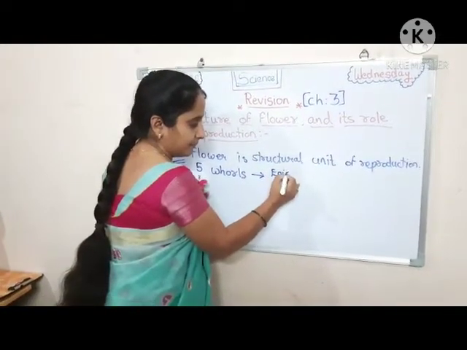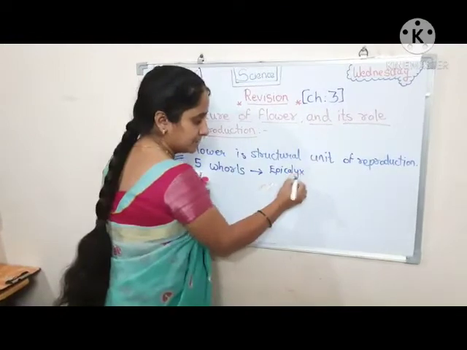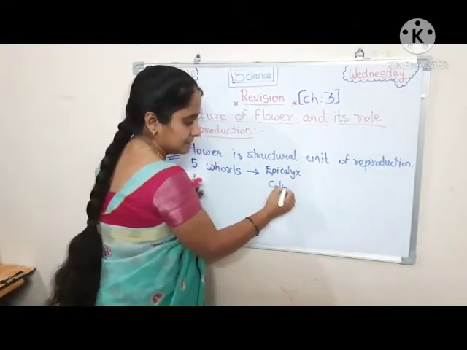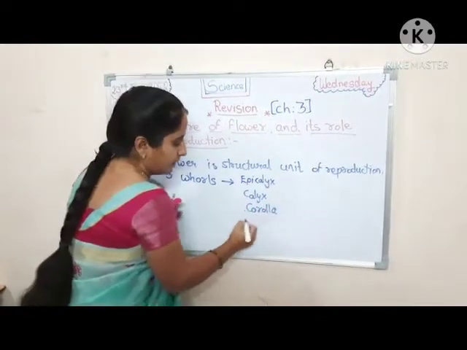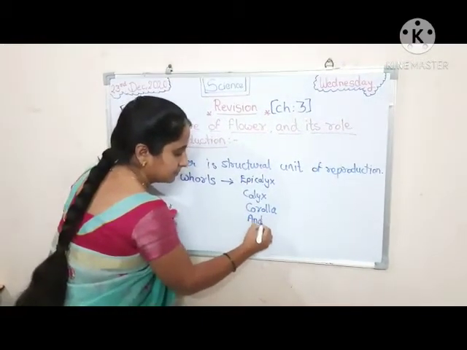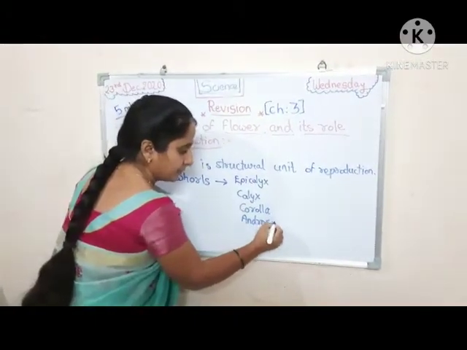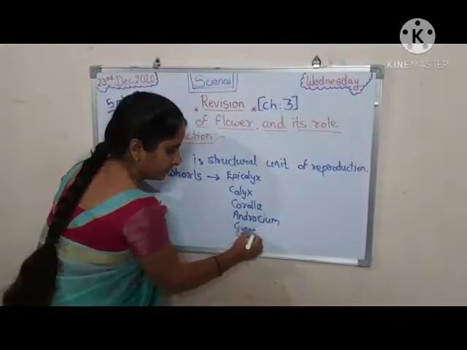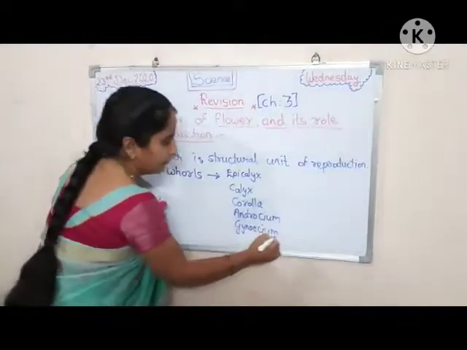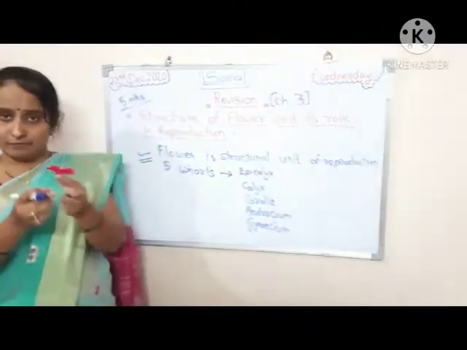Epicalyx. Calyx, corolla, androecium and gynoecium. These are the 5 main whorls of the flower.